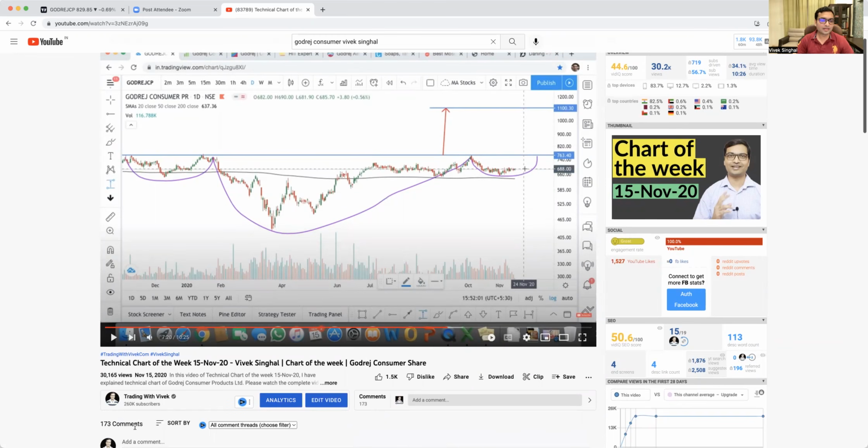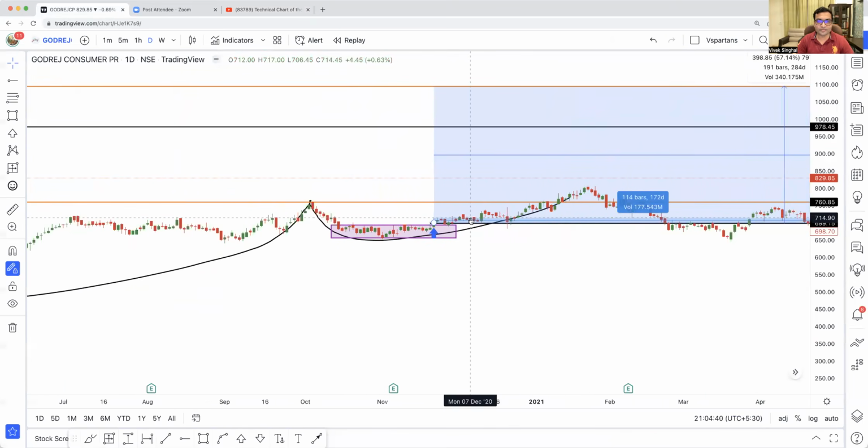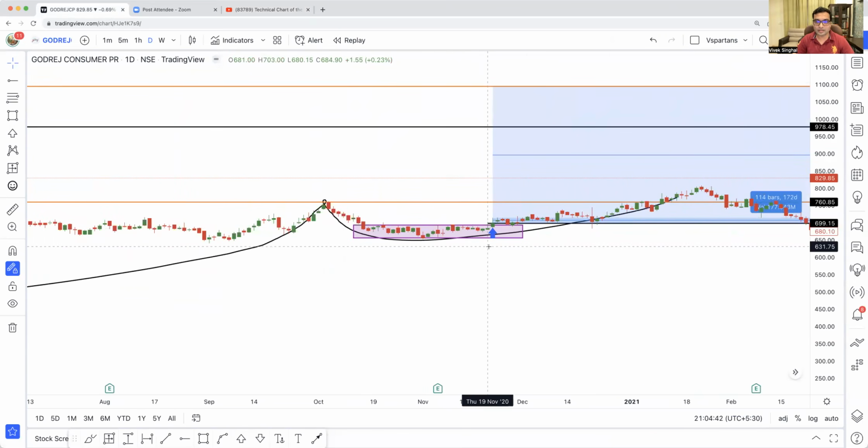Can you see this? This is November 15th, 2020. And on November 15th, 2020, this was the price. There was no breakout. But my experience was saying when this right shoulder is having such a long base, such a long tight consolidation, it will break out on the upside only.